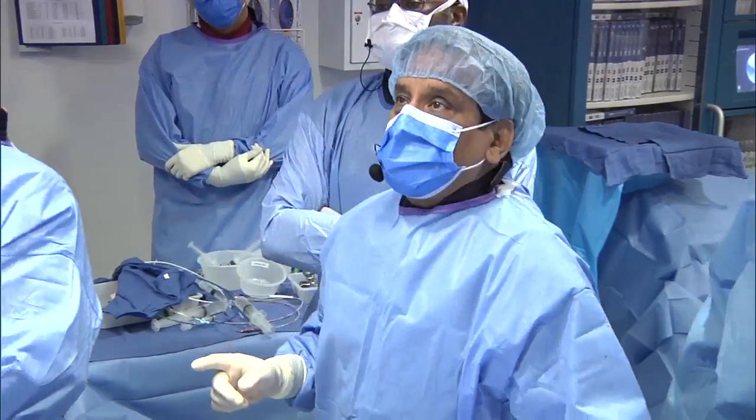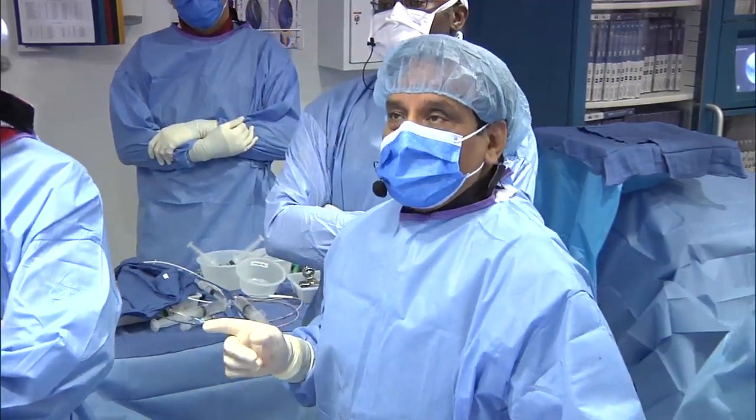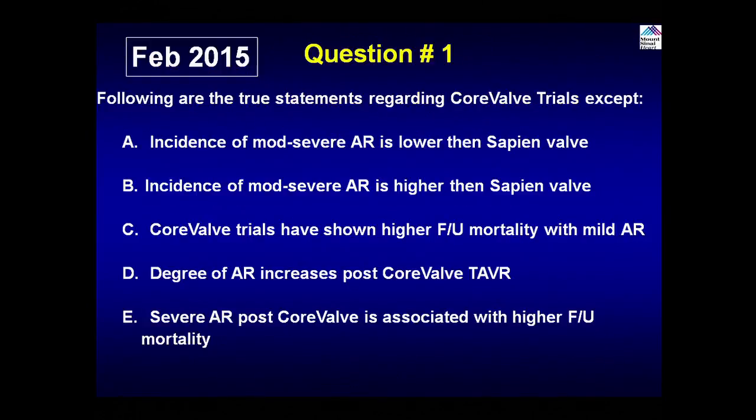We always ask them 3 questions. Continue the slide quickly. The question number 1: the following are true statements regarding CoreValve trials except: incidence of moderate to severe AR is lower than Sapien valve; incidence of moderate to severe AR is higher than Sapien valve; CoreValve trials have shown higher follow-up mortality with mild AR; degree of AR increases post-CoreValve TAVR; and severe AR post-CoreValve is associated with higher follow-up mortality. So all are correct except 1.